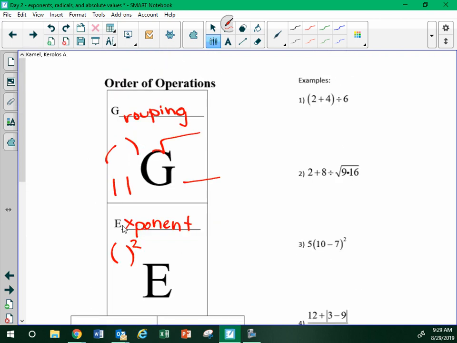So again, I'm just going to write it here for us. G, E, M, D, A, S. So first we do any grouping. So number 1, we see parentheses. We have to simplify what's inside the parentheses. What is 2 plus 4? 6. Good. Once you've simplified the parentheses, you don't need to keep writing parentheses, so this becomes 6. And then we have divided by 6. So then now there's no exponents. Next is multiplication division. So we have division, 6 divided by 6 is 1. And there's the answer.